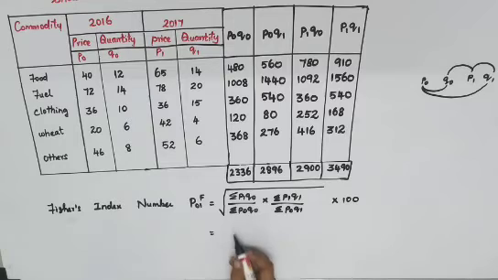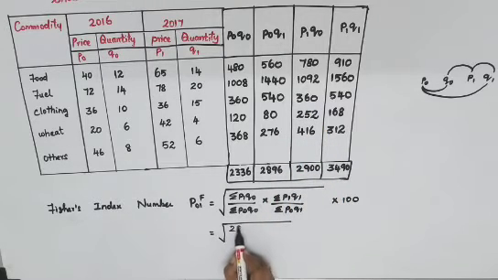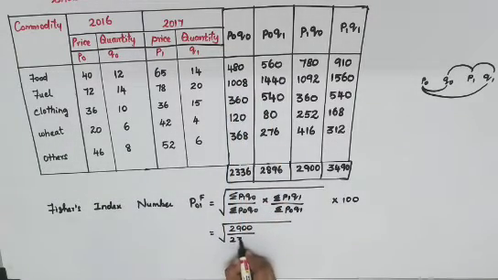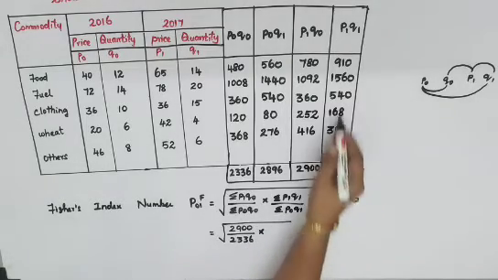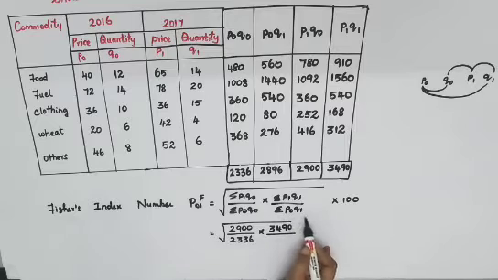So just substituting all these values, that is square root of sigma P1 Q0. P1 Q0 is this column. So 2900 divided by sigma P0 Q0. That is your first column answer. 2336 into sigma P1 Q1. So your last column answer 3490 divided by sigma P0 Q1. That is your second column answer. It is 2896 into 100 separately outside.